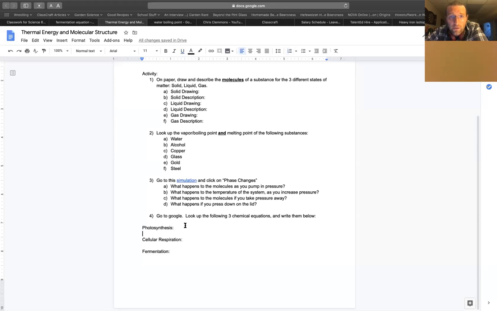Finally, the equations for photosynthesis, cellular respiration, and fermentation. We know that the equation for photosynthesis is 6 CO2 plus 6 molecules of water, H2O, plus sunlight.